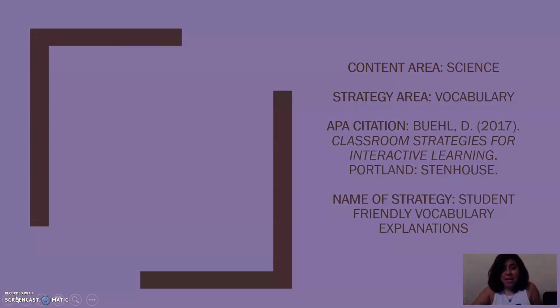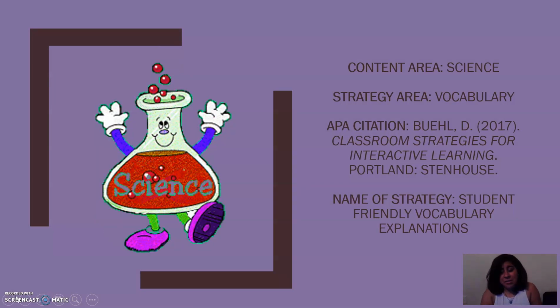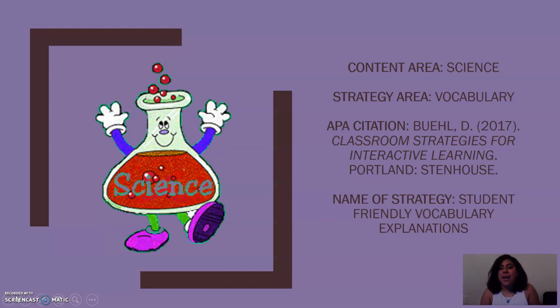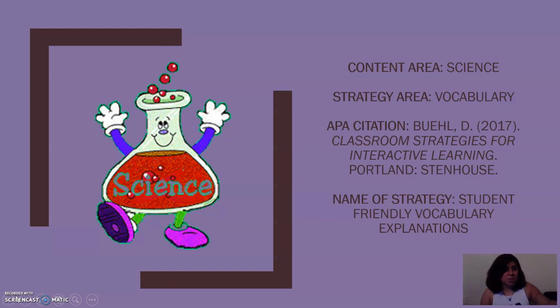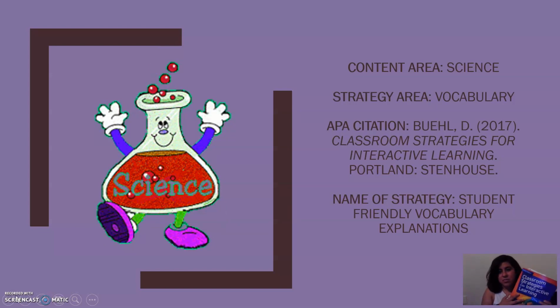Alright, so my content area that I got was science, and the strategy area that I also received was vocabulary. The citation where I got this source is from Buell. It's the book that we were supposed to get for this class. It's Classroom Strategies for Interactive Learning. This book is definitely something that I'm going to keep.